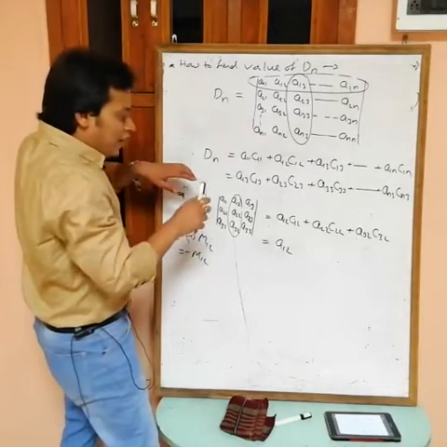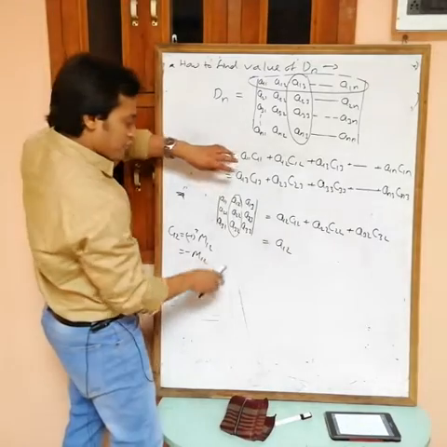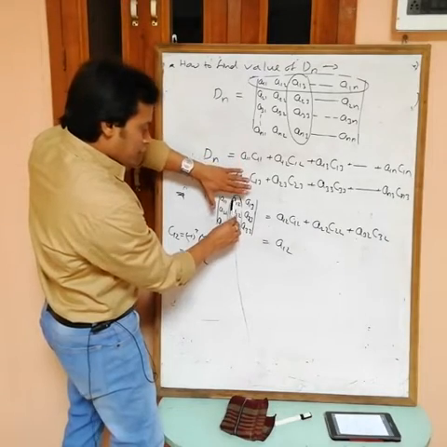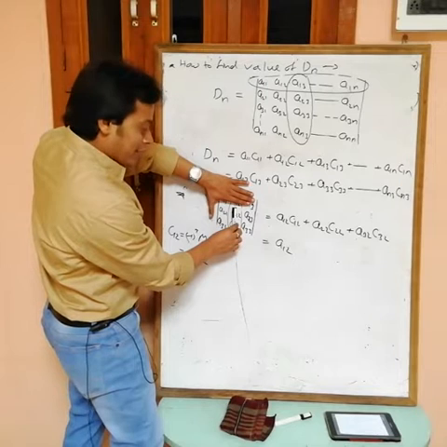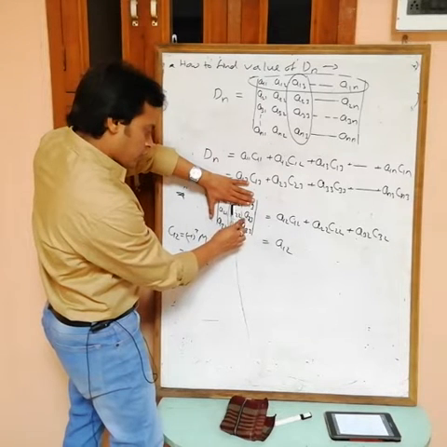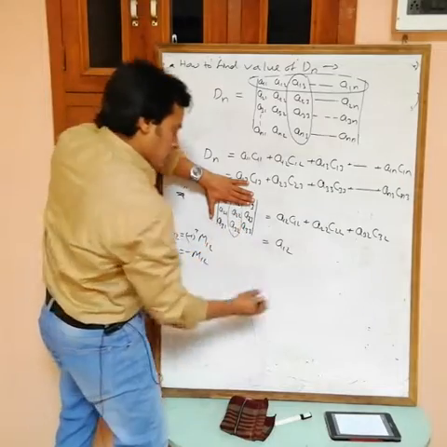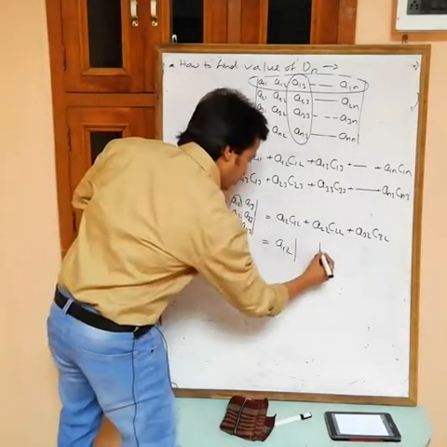First find M12, the minor of A12. To find the minor of A12, hide the corresponding row and column and make the determinant of the remaining elements. The remaining elements are A21, A23, A31, A33. So if you hide the corresponding row and column, then you will get the minor.